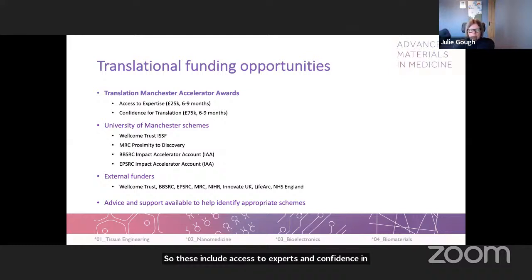We've got some University of Manchester schemes where we have gained funding from some of the charities and research councils. For example, we've got the Wellcome Trust ISSF, MRC funding, BBSRC funding, and EPSRC funding for impact accelerators. And of course, we've got the usual funders, including NIHR, Innovate, etc. We do have advice and support available to help people identify appropriate schemes for funding. So please do get in touch.